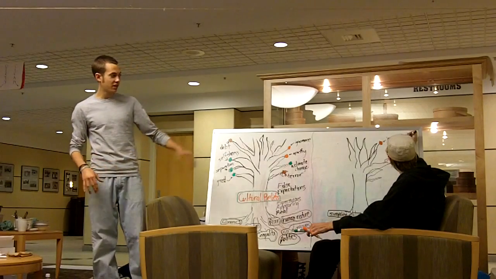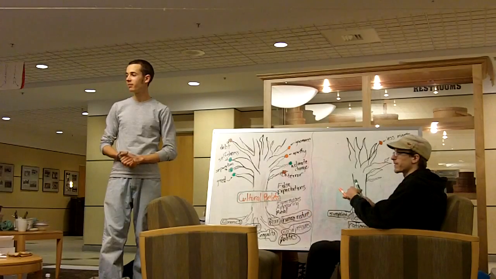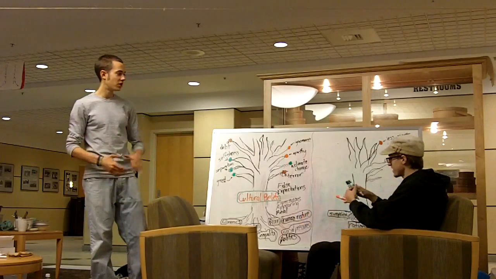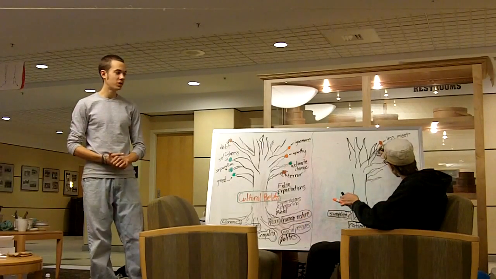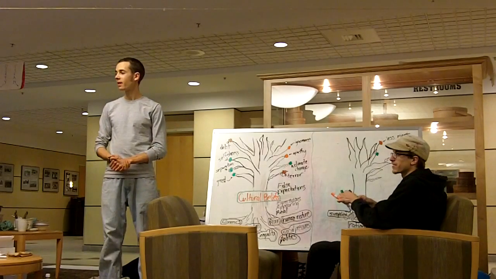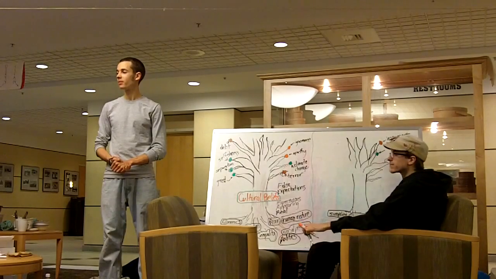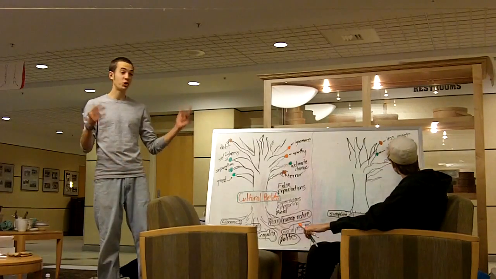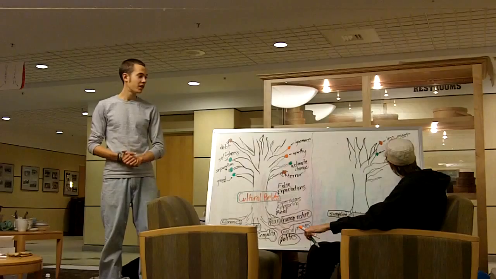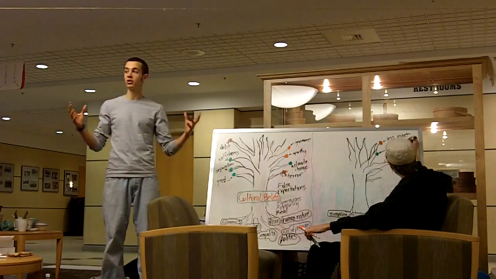Alternative energy. So is that a manifestation or a root? That's a branch. So green energy. What's an example of green energy? Geothermal, wind, solar, yes. So geothermal, solar, and wind power are going to be manifestations of our new tree.